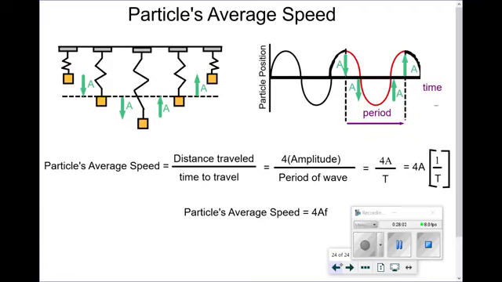If I want to find the average speed of the particle, this is not the speed at any given moment, but the overall speed for distance traveled over time. I would see that the distance traveled would be 4 amplitudes to go from start to equilibrium to the other side, back up to equilibrium, and then to return. I would have 4 amplitudes distance traveled for any cycle. If I divide that by the period, I get the average speed of the object vibrating up and down.